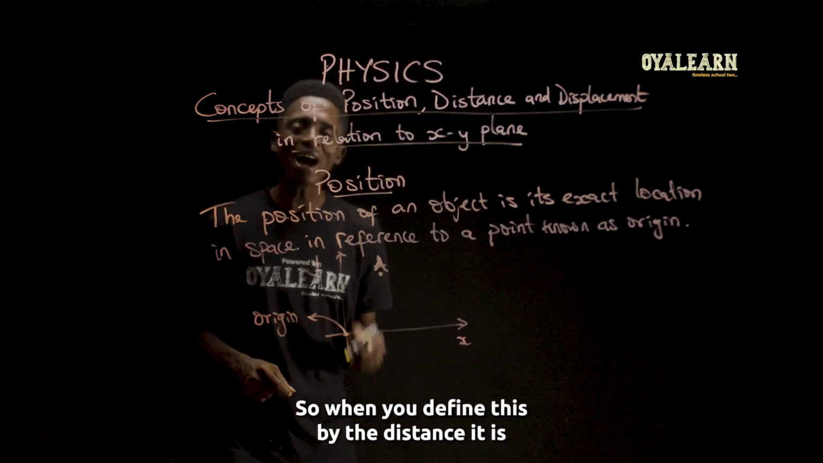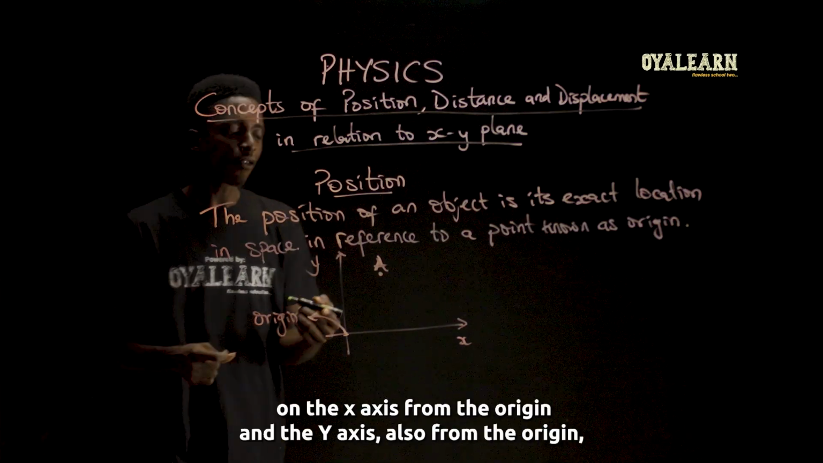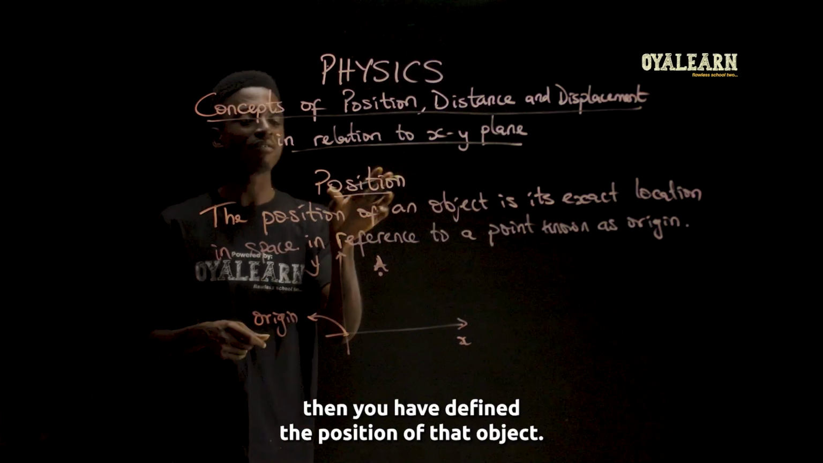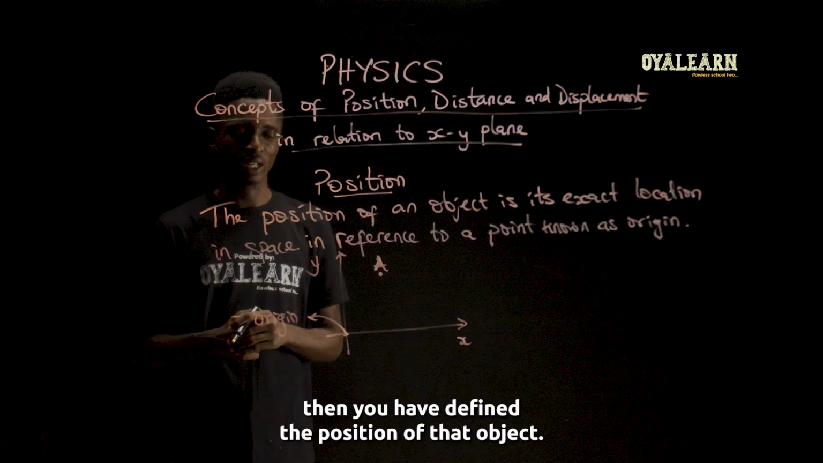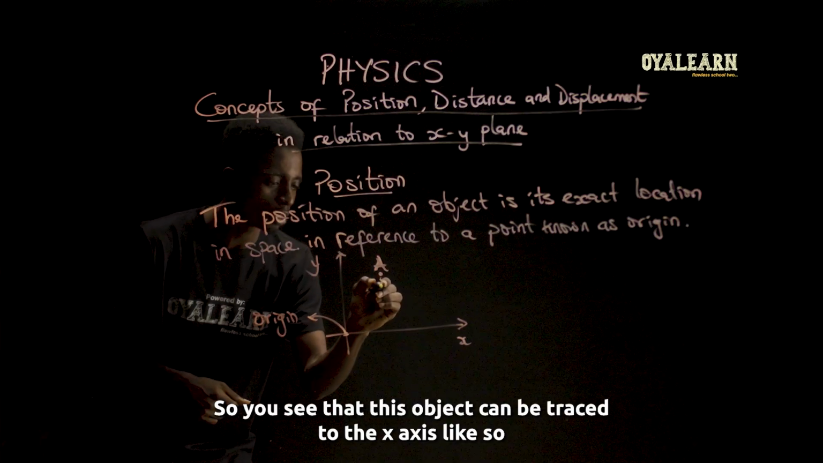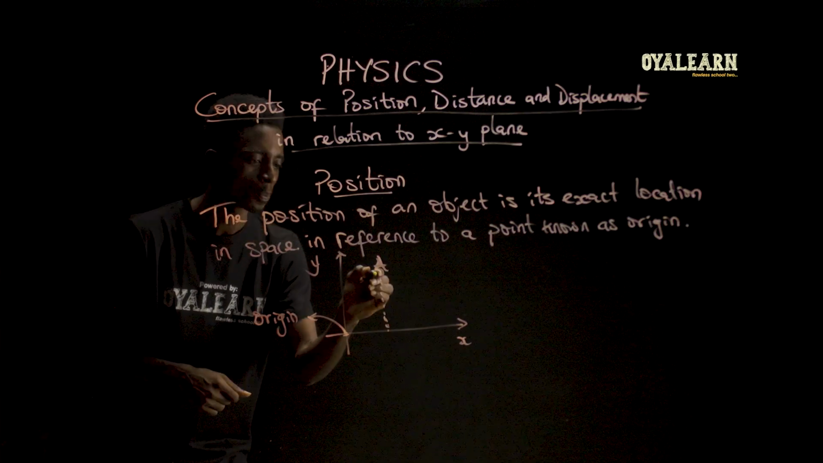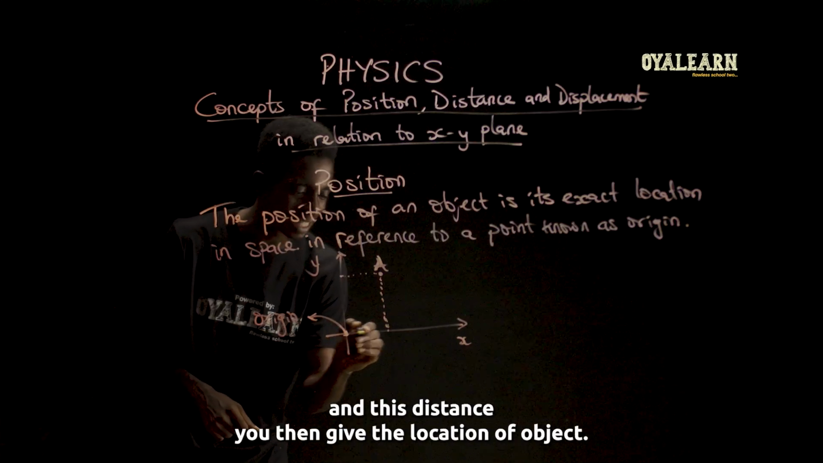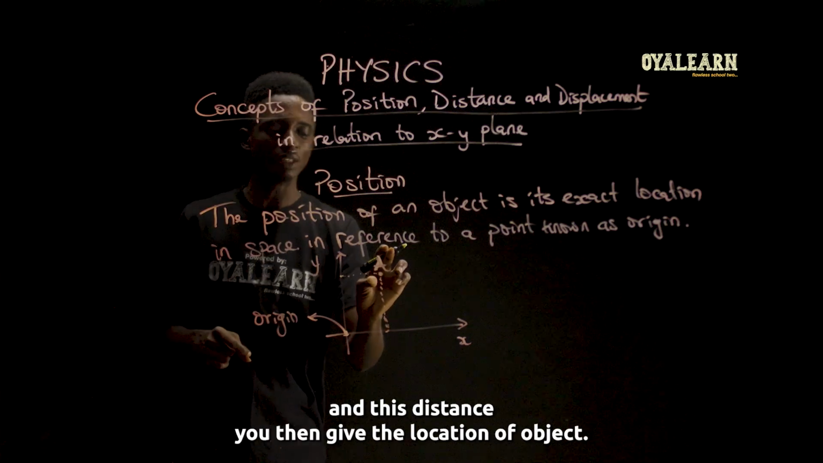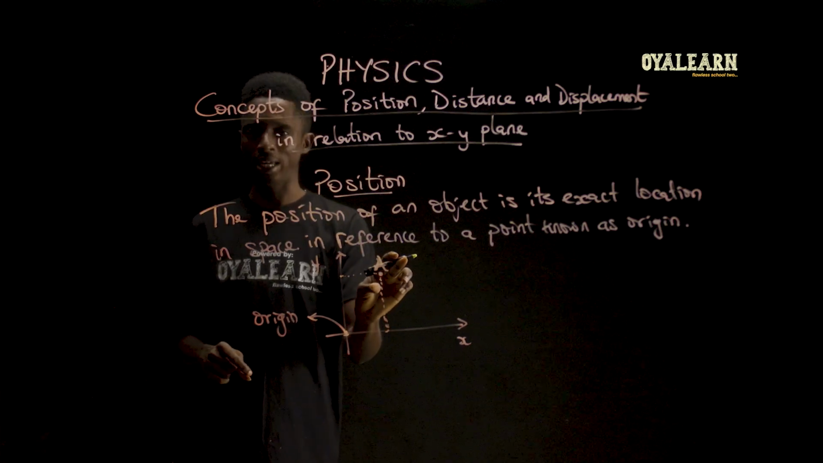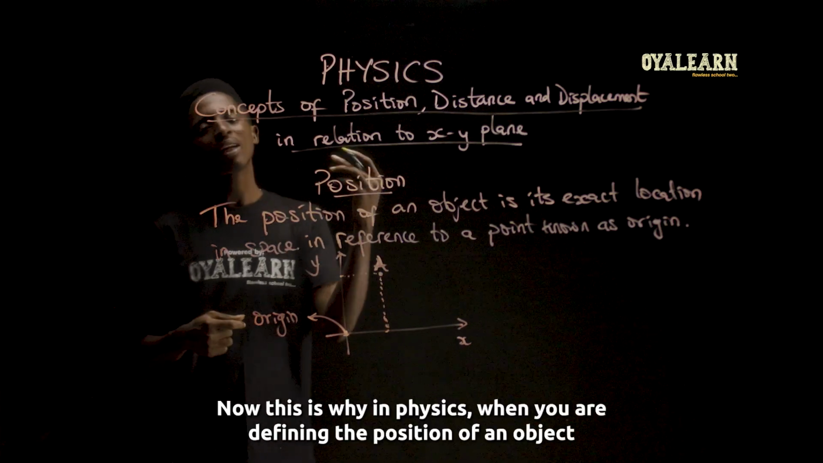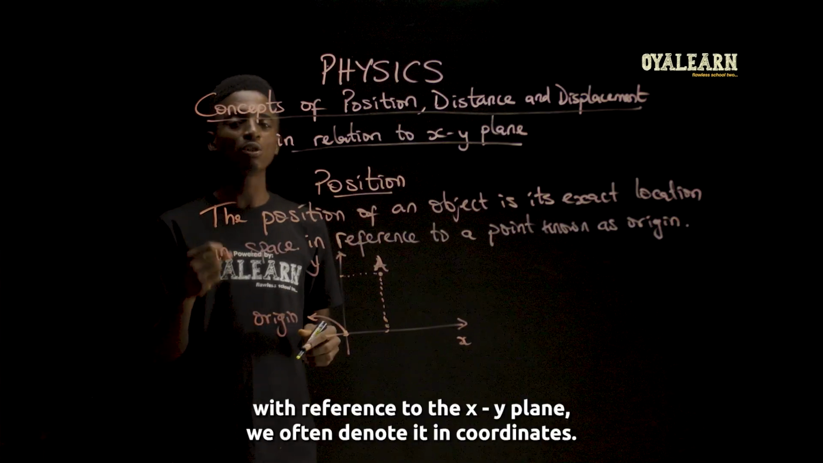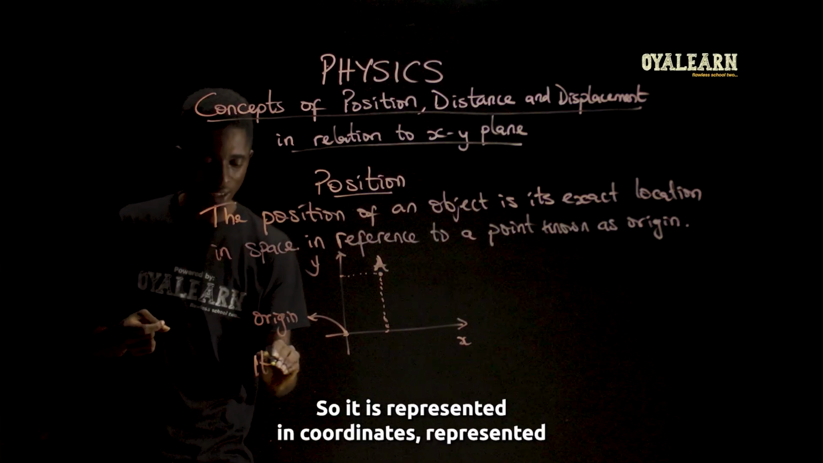When you define this by the distance it is on the x-axis from the origin and on the y-axis also from the origin, then you have defined the position of that object. You see that this object can be traced to the x-axis like so, and then to the y-axis like so. By telling this distance and this distance, you give the location of object A. This is why in physics, when defining the position of an object with reference to the xy plane, we often denote it in coordinates.